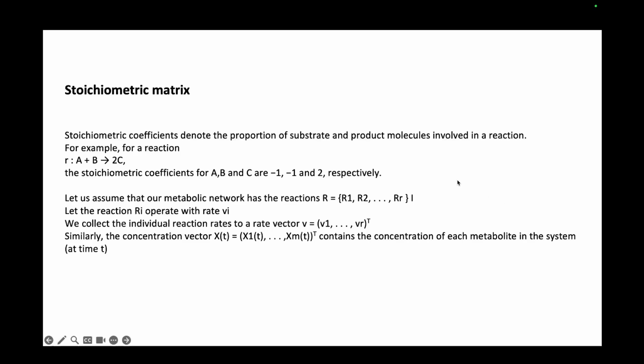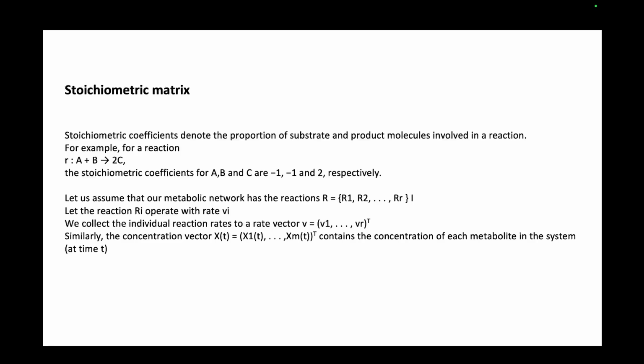So you have a reaction like this, A plus B giving 2C. The stoichiometric coefficients for A and B are going to be -1 and -1 because A and B are getting used up, and C is getting produced, so it's a +2 there. So the three stoichiometric coefficients are going to be -1, -1, and +2.